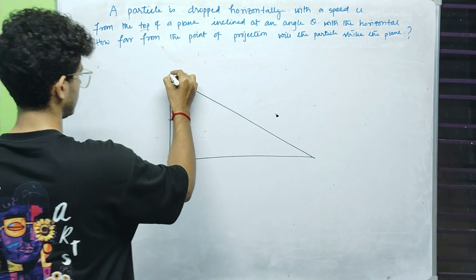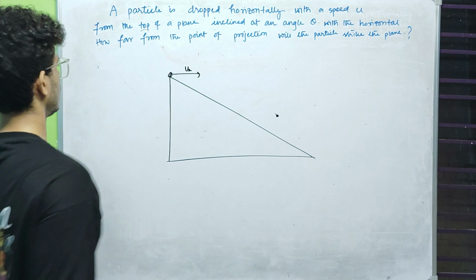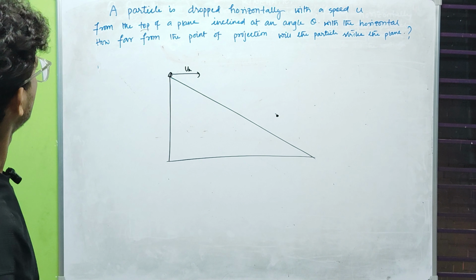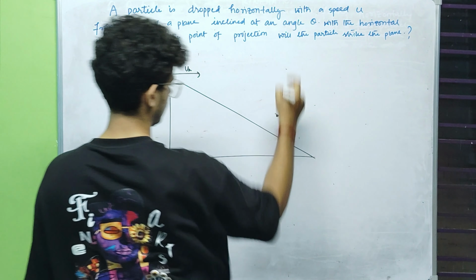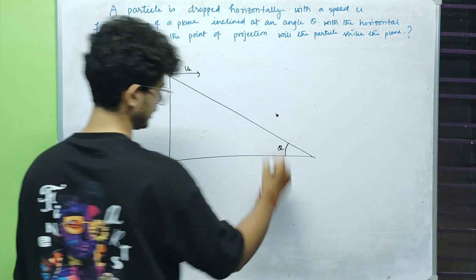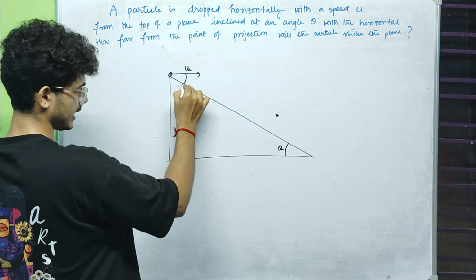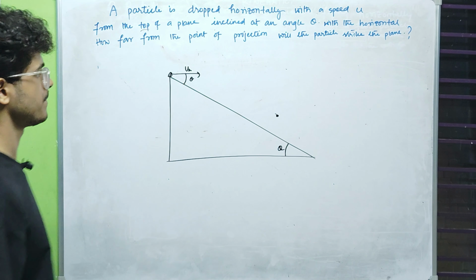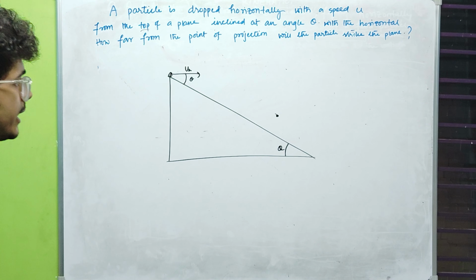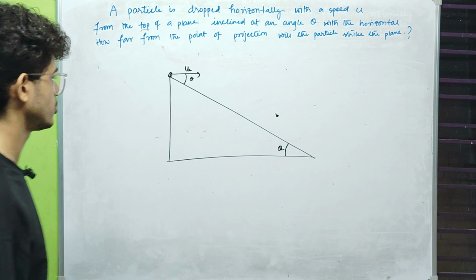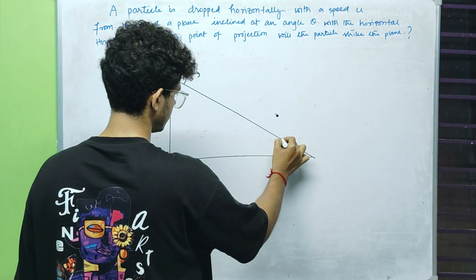The particle is dropped horizontally. That means if this is the particle, it is only having ux. Now, the plane makes an angle theta with the horizontal. Inclination angle is given as theta. So we can see clearly that this angle will also be theta. How far from the point of projection will the particle strike the plane? So what will be the range of the projectile? It has been asked here.